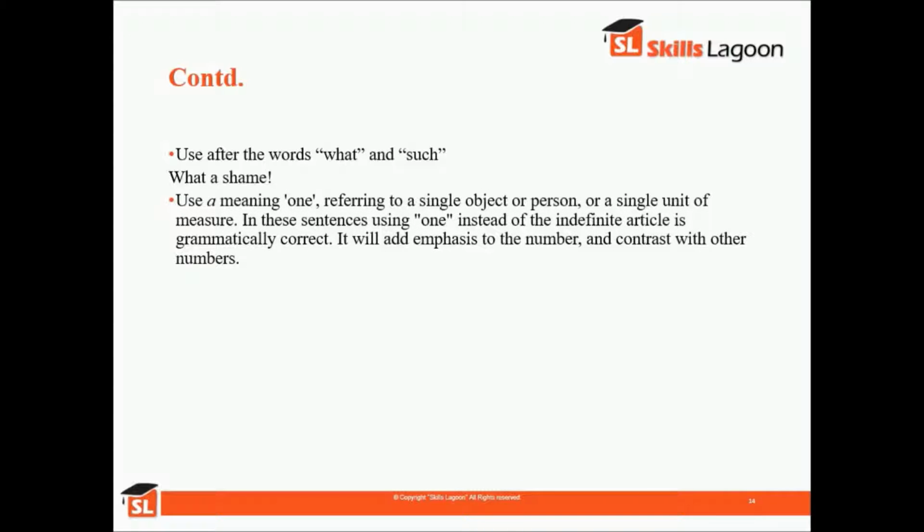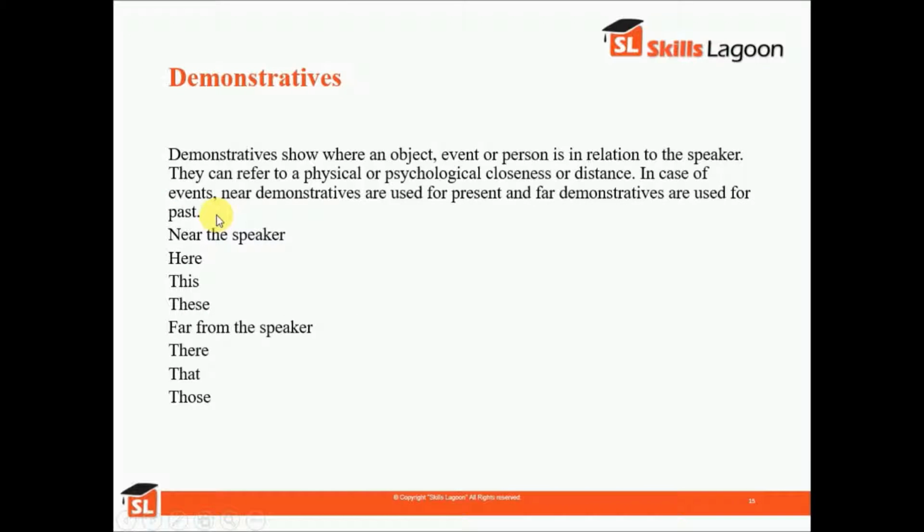Use a meaning one, referring to a single object or person or a single unit of measure. In these sentences, using one instead of the indefinite article is grammatically correct. It will add emphasis to the number and contrast with other numbers. I would like an orange and 2 lemons, please. You can't run a mile in 5 minutes.